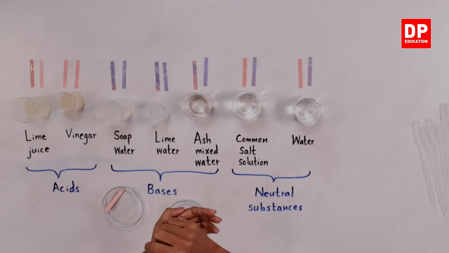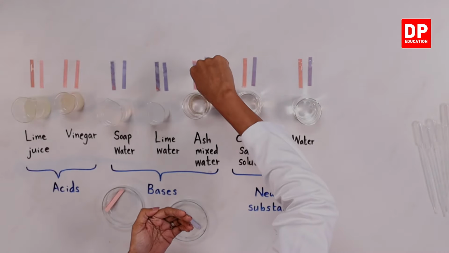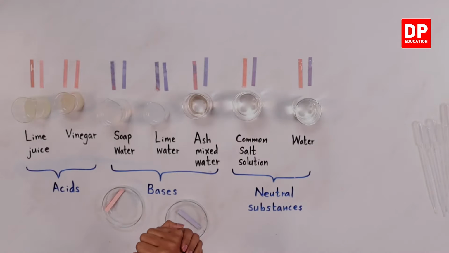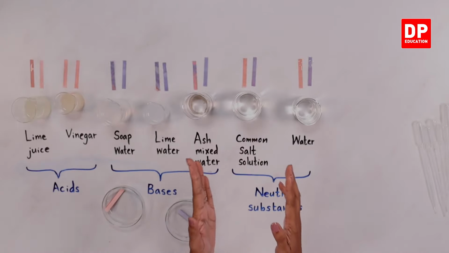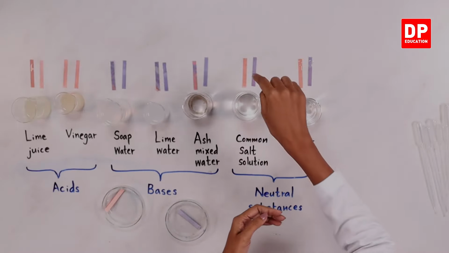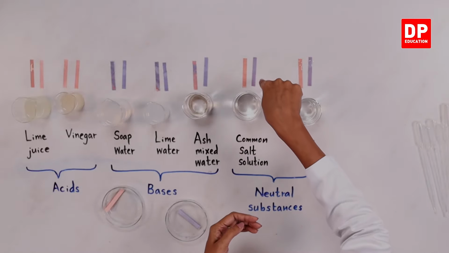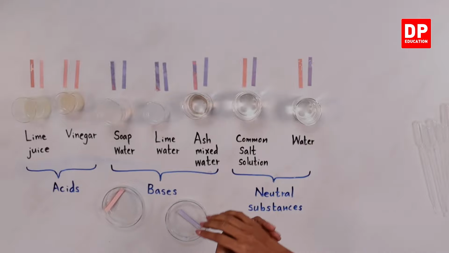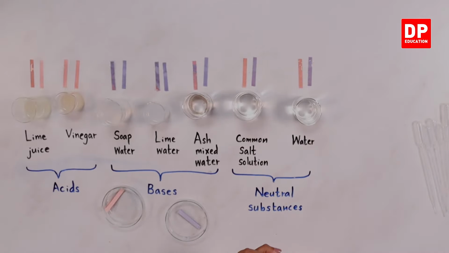What about ash mixed water? Blue litmus, there's no color change. Red litmus, you can see this spot, it has changed its color into blue. Okay, children, it means red litmus turns into blue color. We will go to our neutral substances, our common salt solution and water. You all can see red litmus does not change its color. Blue litmus also does not change its color. Even with water, red and blue litmus, they do not change the color.